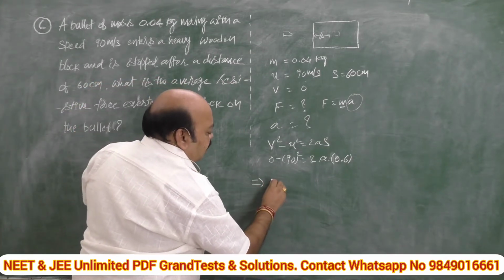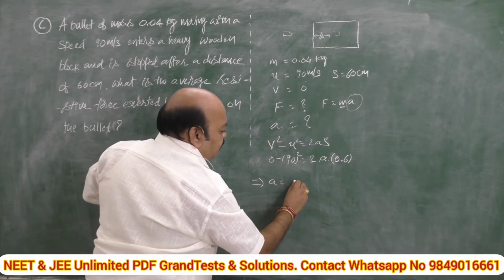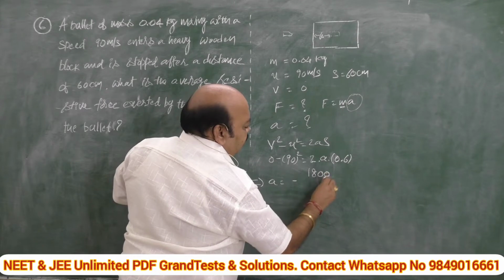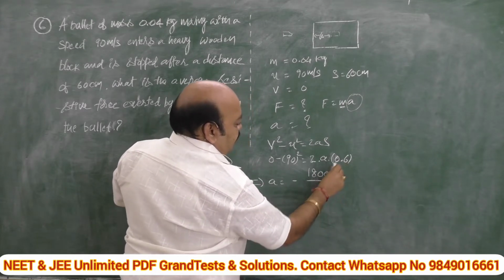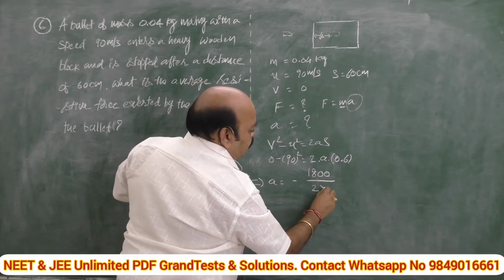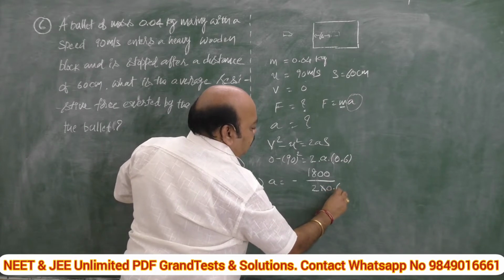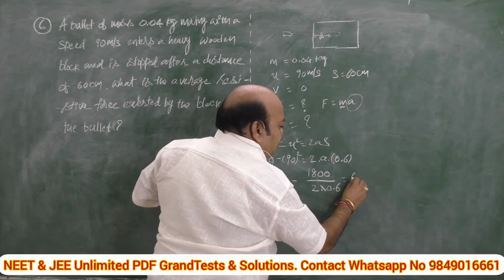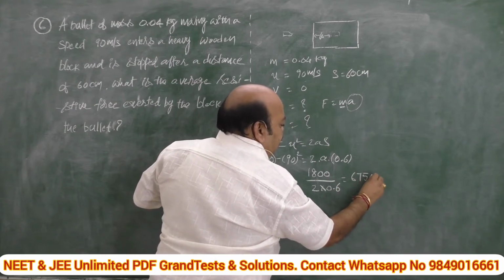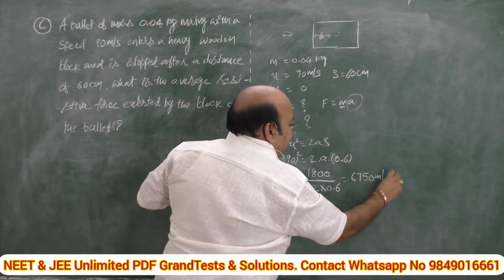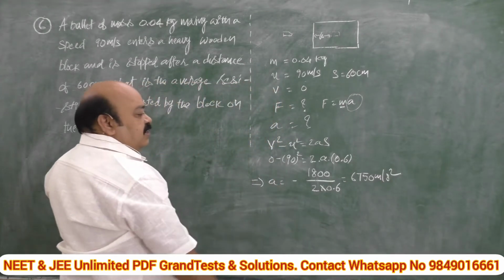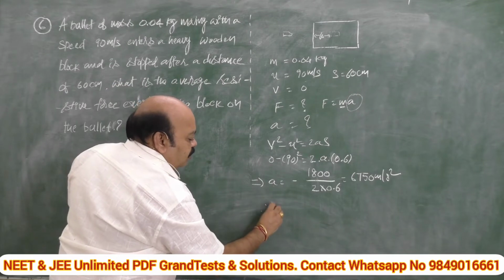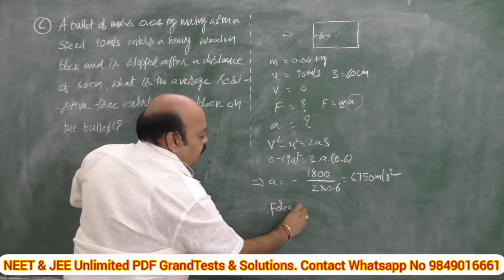From this we can calculate the value of a as, with negative sign, 90 square, it is nothing but 8100, divided by 2 into 0.6. By calculation, it is nothing but 6750 meter per second square. This is acceleration. After calculating this acceleration, what do we want? We need the force required.